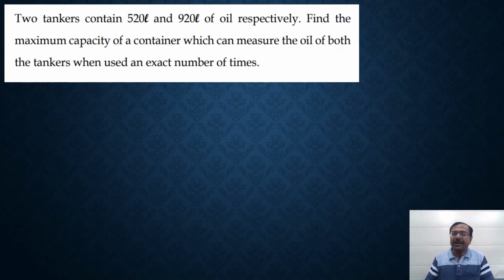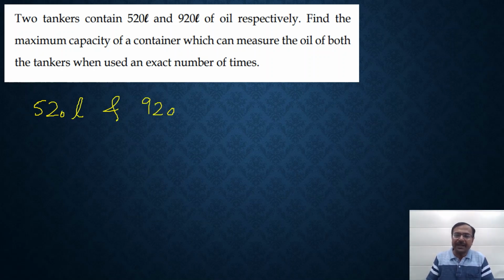Two tankers contain 520 liters and 920 liters of oil. Find the maximum capacity of a container which can measure the oil of both the tankers when used an exact number of times. Now that's very important: when used an exact number of times. So that container can measure 520 liters if you use it an exact number of times, like 10 times or 12 times or 15 times. And the same container can be used to measure 920 liters also exactly, right?